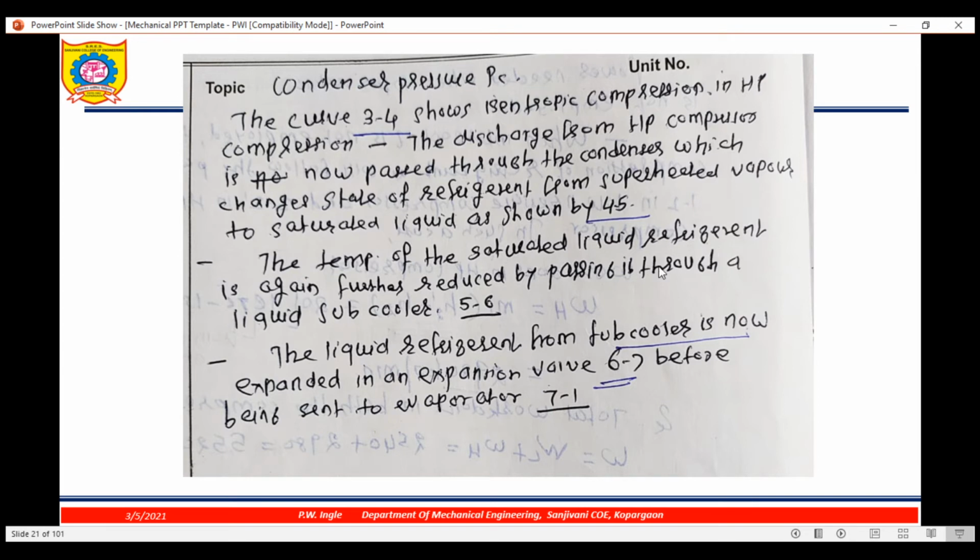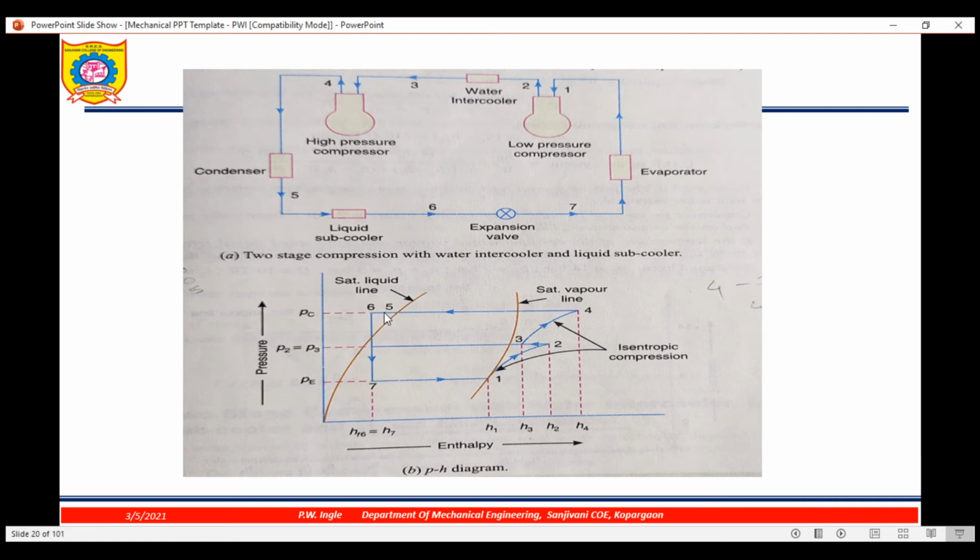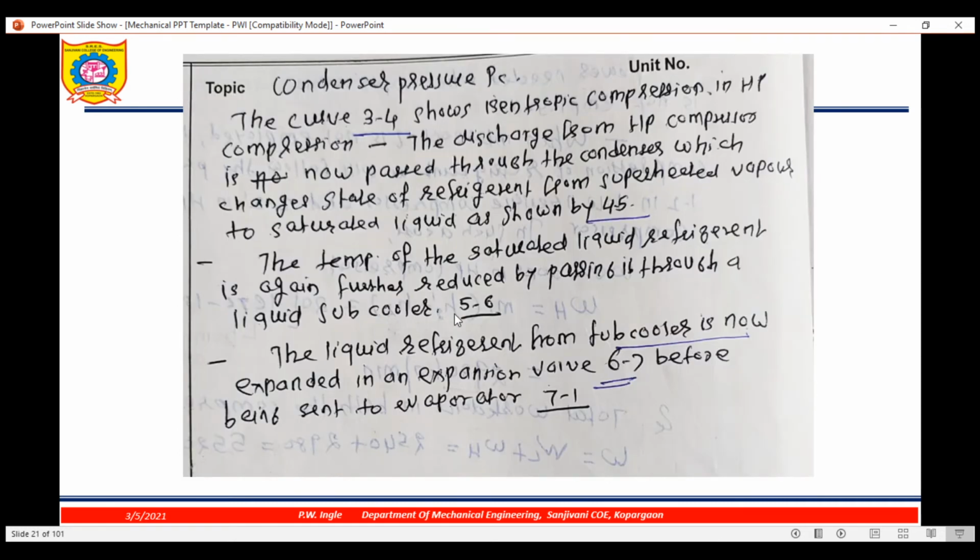Now the temperature of the saturated liquid refrigerant is further reduced by passing it through a liquid subcooler. So the liquid subcooler is used for undercooling or subcooling. So 5 to 6 is what? Undercooling or subcooling. It means you are cooling the liquid again.